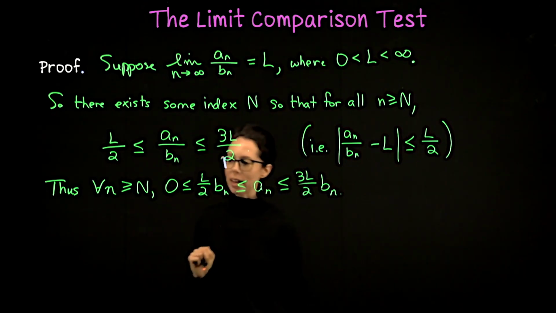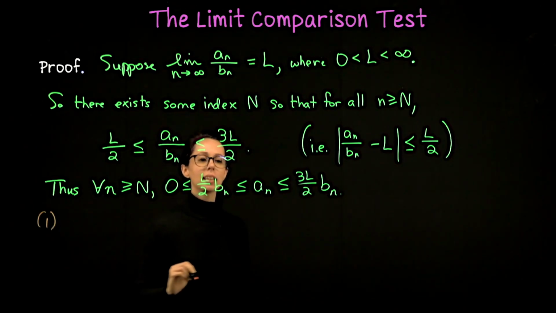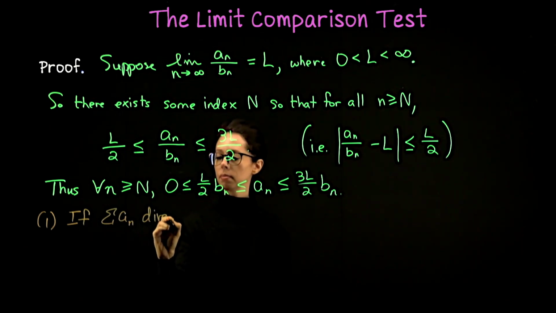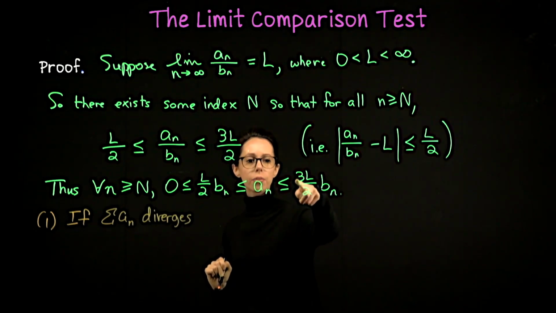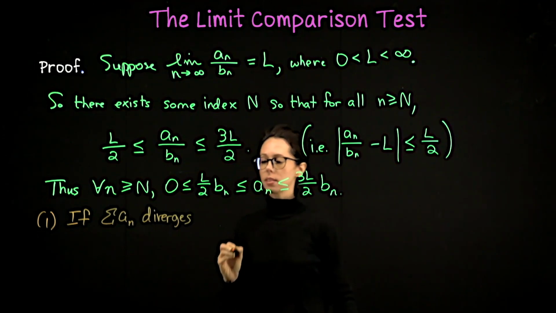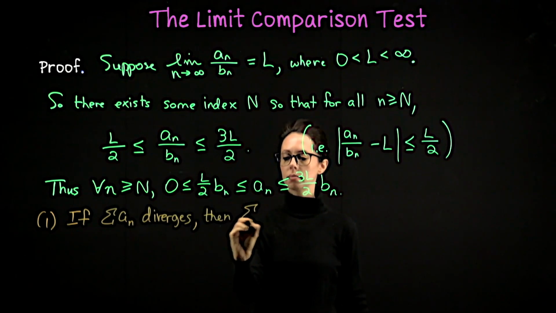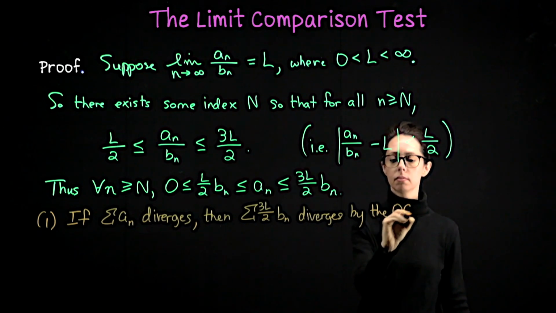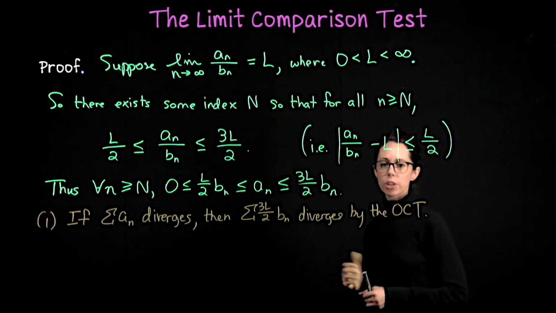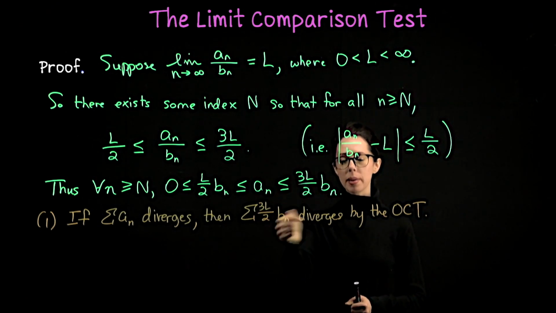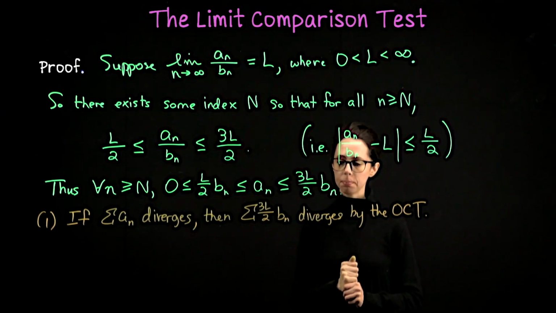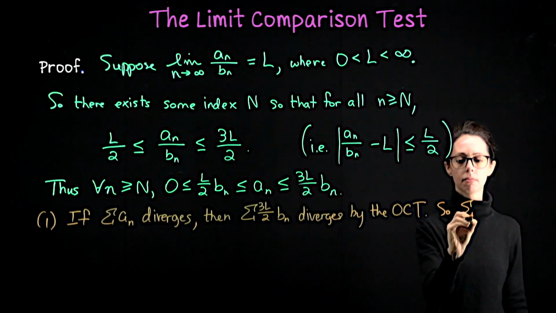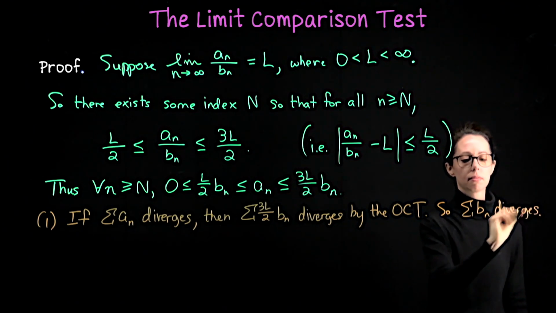So maybe an diverges. Let's consider that as our first case. Situation number 1, what if an diverges, meaning the series of terms that look like a sub n diverges? If the series an diverges, here I mean infinite series, then 3L over 2 bn diverges by the ordinary comparison test. However, 3L over 2 is just a scalar number. This is just multiplying all the terms b sub n. That never affects convergence if this is just a positive number. So if this diverges, then getting rid of that constant and going to bn, that also diverges. Okay, that takes care of one case.